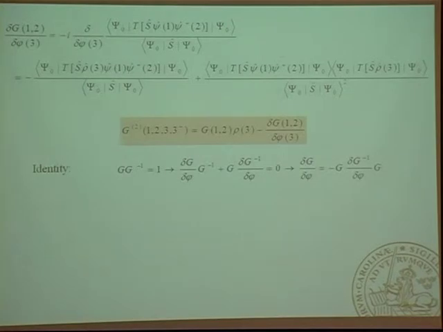Now we could rewrite this in a form that allows us to generate an equation for the self-energy. So by using this identity, it's just an identity. If you start from the fact that G times G to the minus 1 is equal to 1, and you take the functional derivative, that gives me an expression for this thing in terms of the derivative of the inverse of the Green's function with respect to the field.